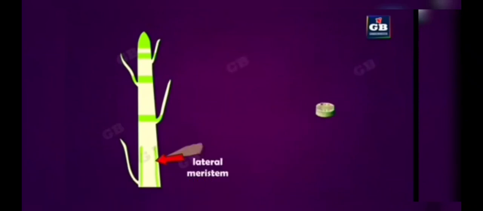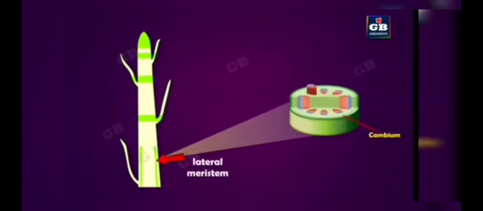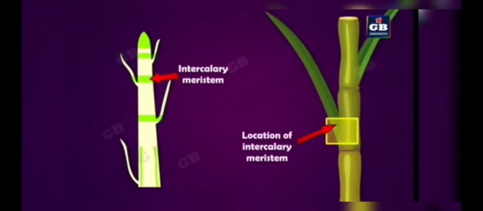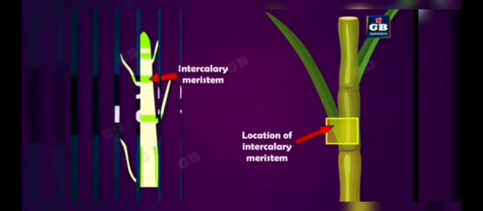Lateral meristem. This meristematic tissue is found in the cork cambium and vascular cambium of plants. This lateral meristem helps the plant to increase its girth. Intercalary meristem. This meristem is mostly found in monocot plants like grass. This tissue is found at the base of the leaf and base of nodes.